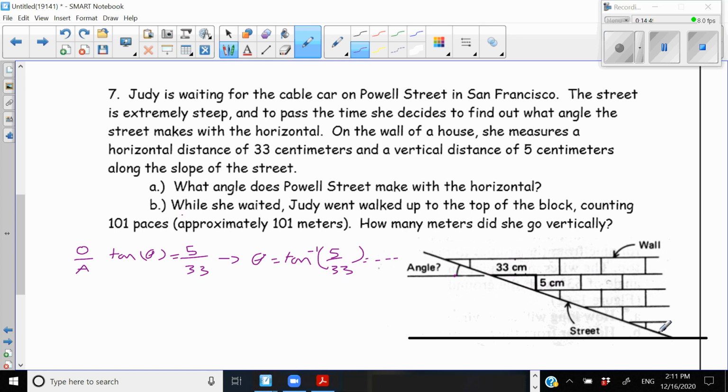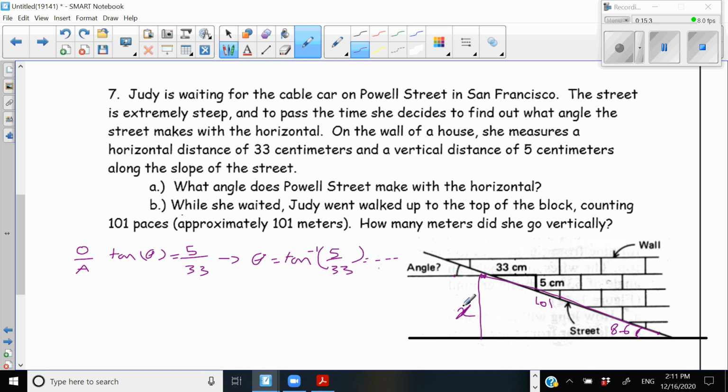Okay, so she is walking up in this direction, and she's going about 101 meters. So let's say, for example, she goes from here to here, and this is 101. Now it's asking how many meters did she go vertically. That means what is this distance? This vertical distance is what we are looking for. We already found the angle, which was whatever is here. I already found that, and it was equal to 8.6. Now using this angle and this side, how do I find the other side?